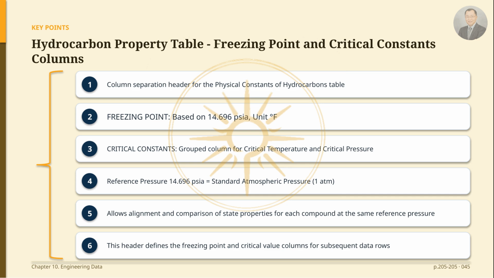The critical constants group encompasses the critical temperature and critical pressure columns that follow, and this header serves to define the position of the freezing point and critical values for each data row.